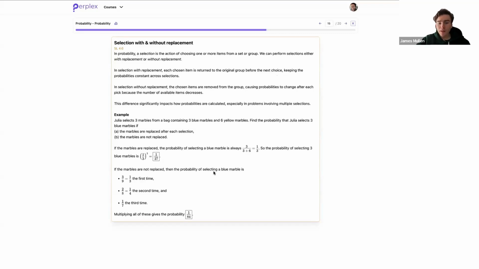Now, if the marbles are not replaced, the number of blue marbles in the bag changes every time. At first, I have 3 blue marbles out of 9 total marbles. That's 1 over 3. Then I have 2 blue marbles out of 8 total marbles. That's 1 over 4. Then I have 1 blue marble out of 7 total marbles left. That's 1 over 7. I multiply each of those together: 1 over 3 times 1 over 4 times 1 over 7. It gives me 1 over 84. Okay?